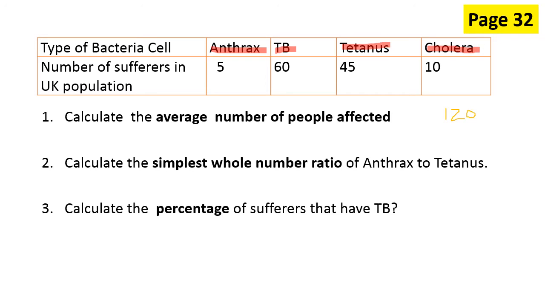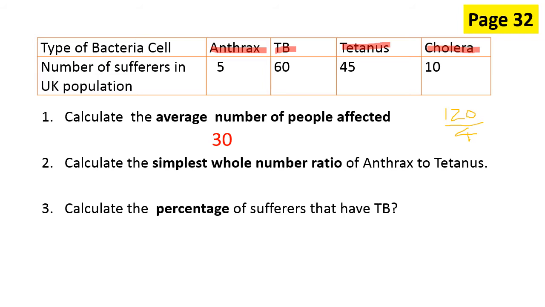And because there's 4 groups, all we have to do is divide that number by 4, which equals 30. So the average number of people affected in each group would be 30.